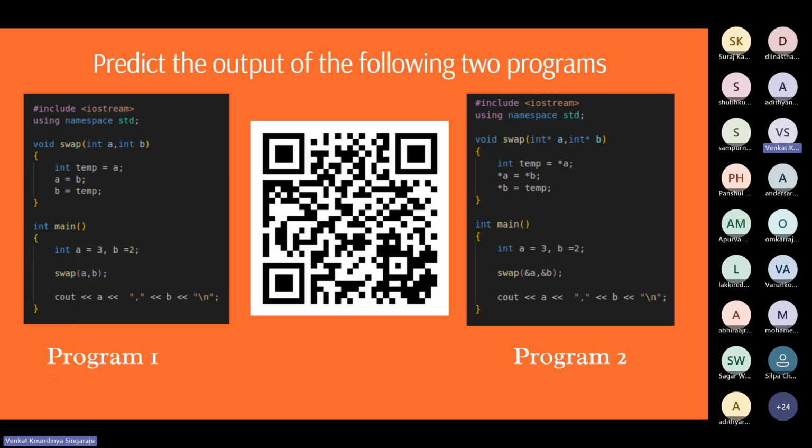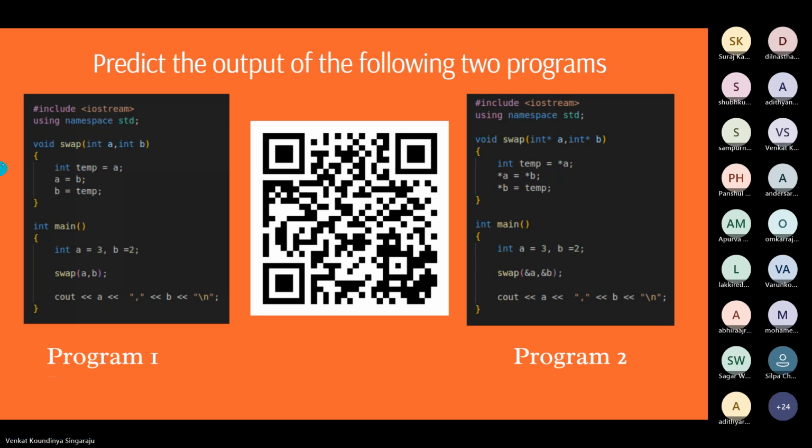Okay, so I'm closing the voting. 3 comma 2 and 2 comma 3 is the correct answer. Now let's see why it's the correct answer. Here in the first code, program 1, we are passing a and b to the function. So a is 3 and b is 2. Swap a comma b, so you are passing swap 3 comma 2.